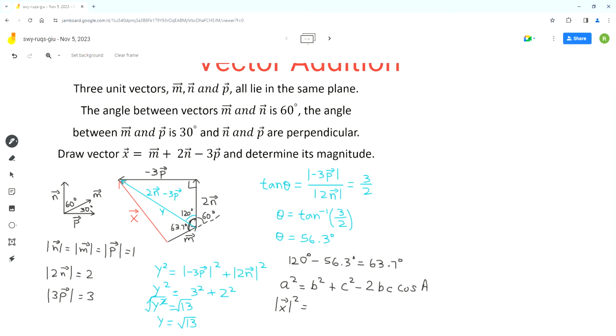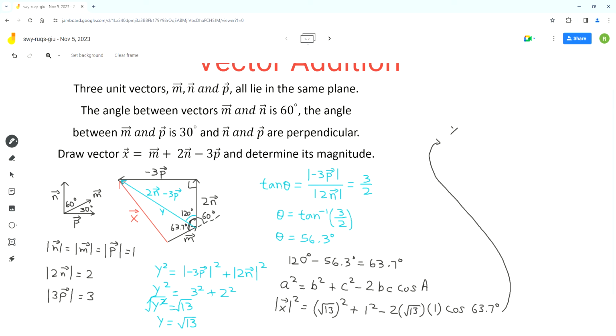equals, now the magnitude of side y, we found it to be square root of 13 square plus, now the other side represented by vector m is just 1 unit long because m is a unit vector. So plus 1 square minus 2 times square root of 13 times 1 times cosine of 63.7 degrees, because that's the angle opposite to vector x. Now we have to evaluate this expression. So we can do that on the side.